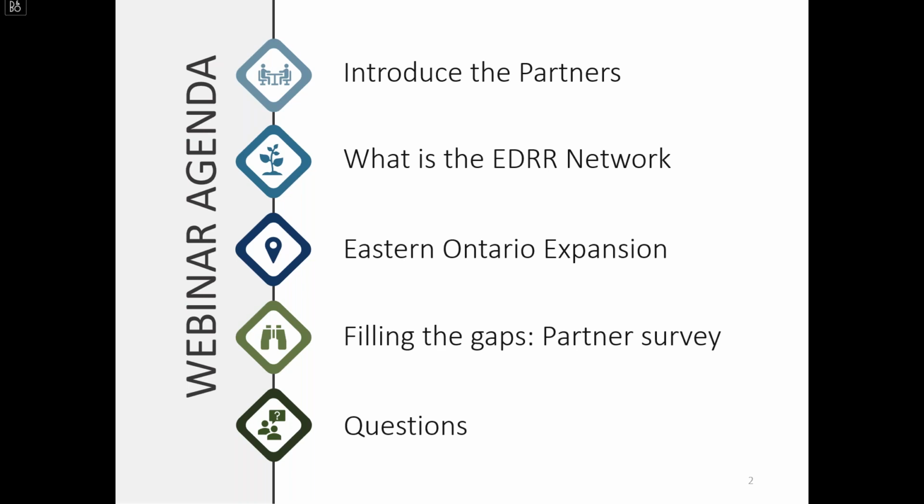So for today's webinar, we're going to discuss a little bit of an introduction to some of the partners in this program. We're going to talk about what the EDRR network is, how you can get involved, and talk a little bit about our new Eastern Ontario expansion. The Fill the Gaps Partner Survey is one of the outcomes that we'll be talking about from this webinar. And then at the end, we're going to have some time for questions. So it's not going to follow necessarily the classic webinar format because we're going to have a lot of time at the end for some questions and hopefully some good discussion.